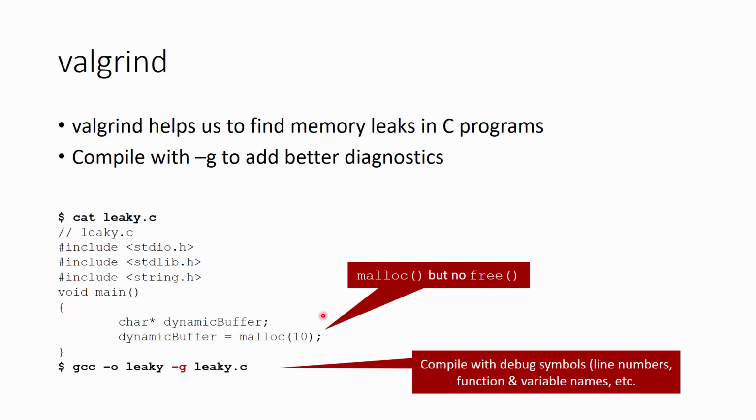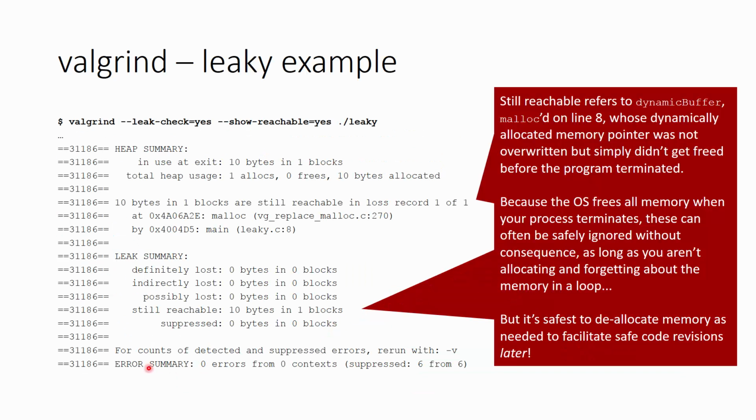That's where it happens. So we've got a malloc but with no free. That is a memory leak. So here we compile it with -g so that we can have line numbers and functions and variable names inside our output. Here's then the example.